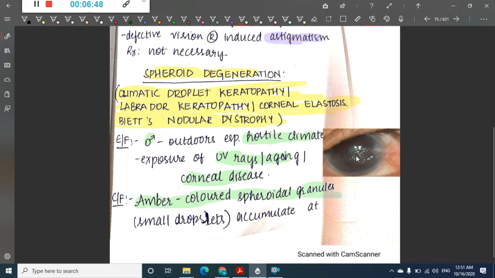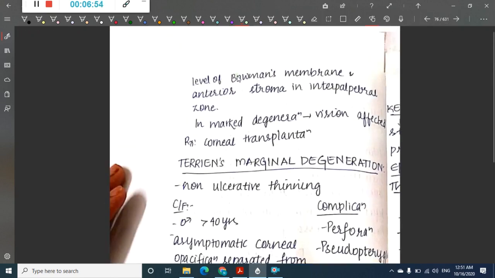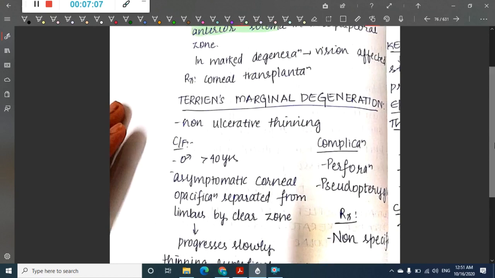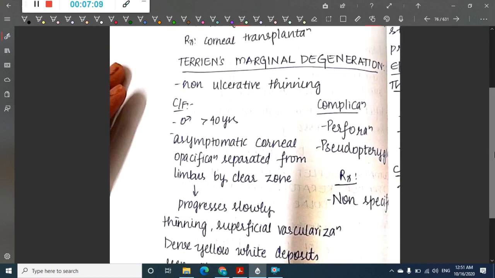You can see here the granules, right? Amber colored spheroid granules are seen, and they are accumulated in the cornea, especially at the level of Bowman's membrane and anterior stroma. Even here vision is affected. You can do corneal transplantation for this climatic keratopathy.